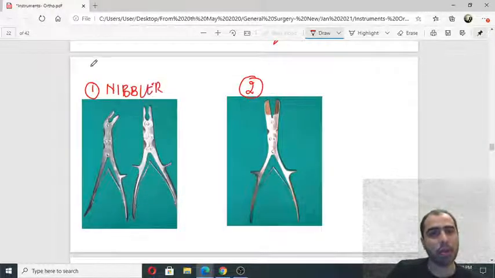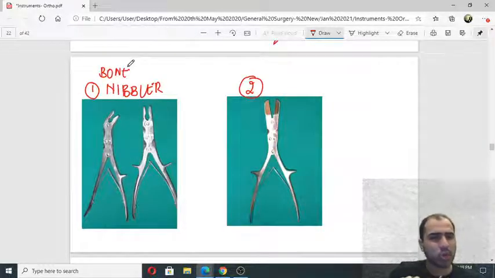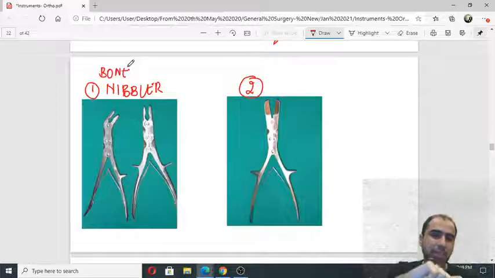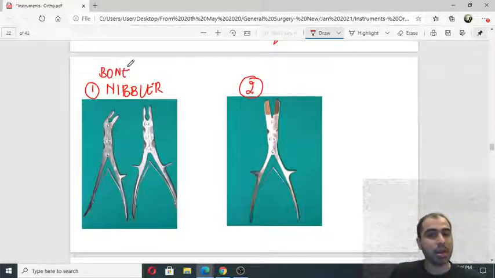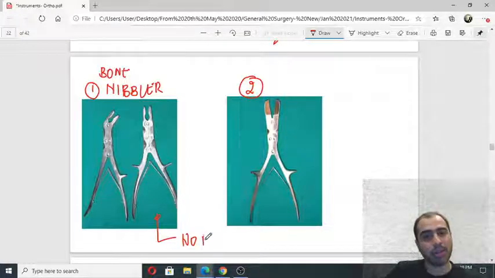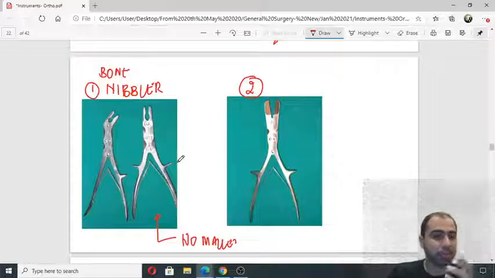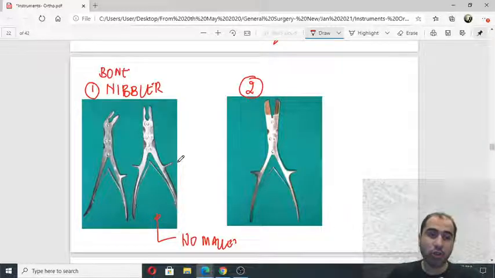It's a bone nibbler. It will nibble the bone. Means जो थोड़ा extra edges या unrefined edges है, it will just refine the edges. Please understand. Look at the handle. No mallet. No mallet. Okay. It has double action, cross action. So please don't look for a mallet in this.